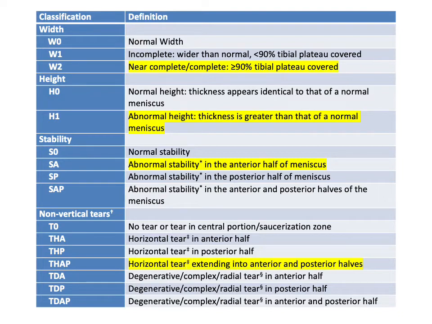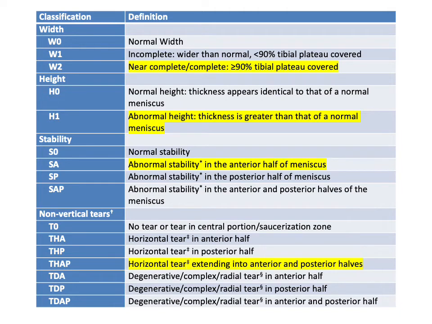The meniscus featured in this video demonstrated an abnormal width with near complete or complete coverage of the tibial plateau as evaluated on initial inspection with a 5 mm probe, which also revealed abnormal height with a thickness greater than that of a normal meniscus.